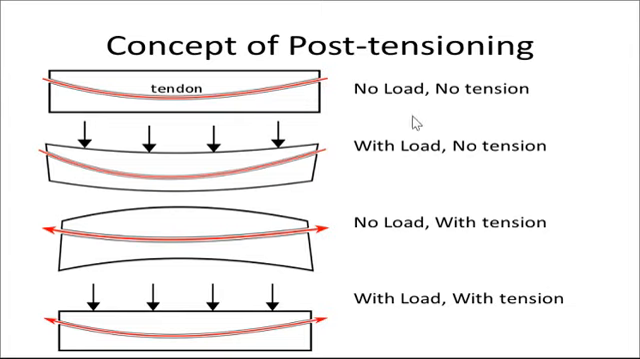This is the first case: no load, no tension. Second, with load: dead load is there, but the wire is not tensioned. Third, load is not there, that means live load is not there, but we stretch the wire, and that's why prestressing is there. And in the last case, external load is there and the wire is also stressed, and that's why it is counterbalanced. This is the post tensioning system.